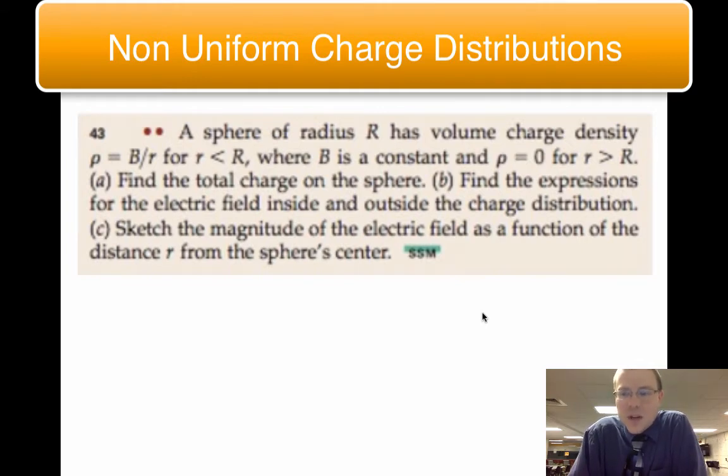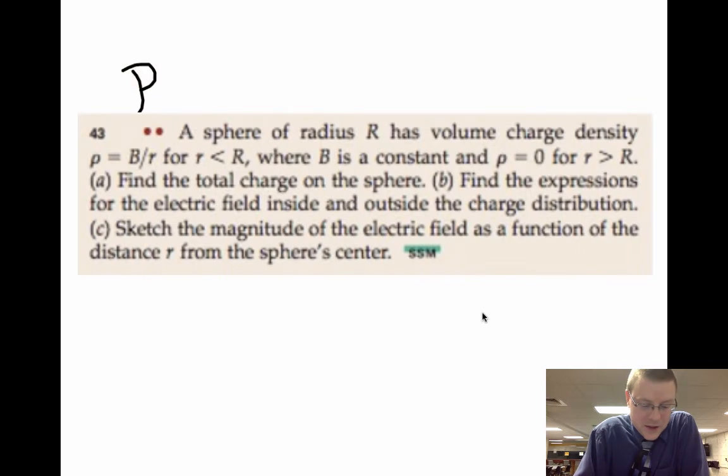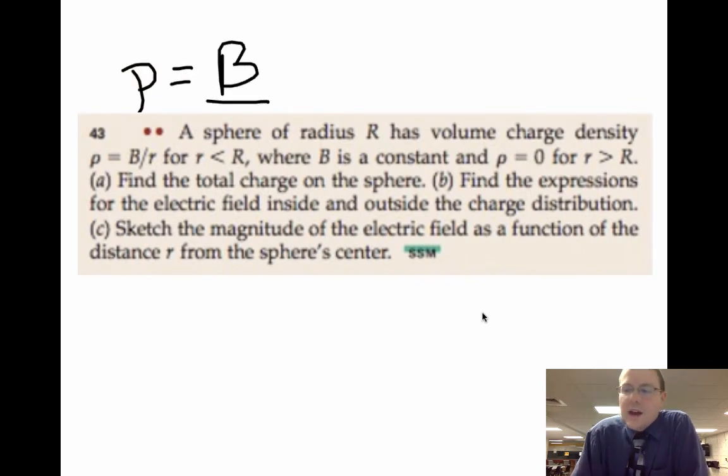In problem 43, we are solving for the total charge on this sphere. The density you can see is written as B over R. And they want to know what the electric field strength is on the inside of this insulator, as well as the electric field strength outside the insulator. So let's start with the first thing. Let's find the total charge.